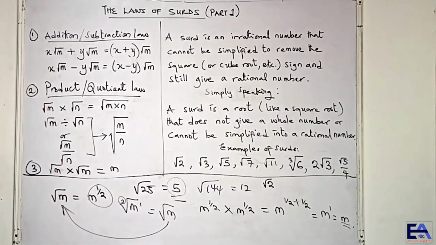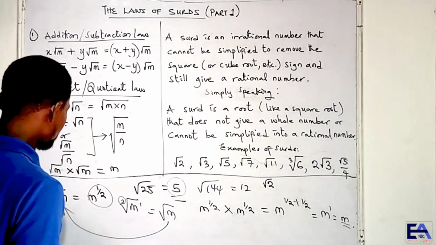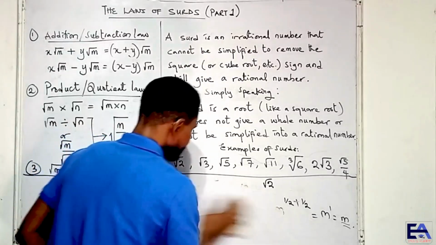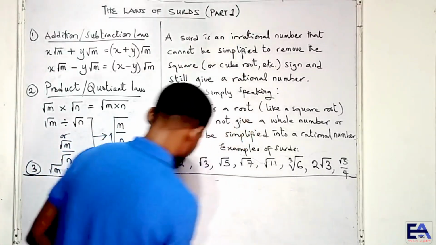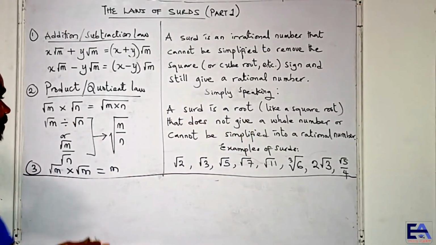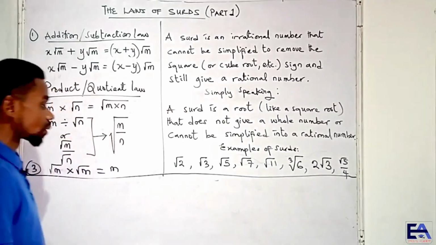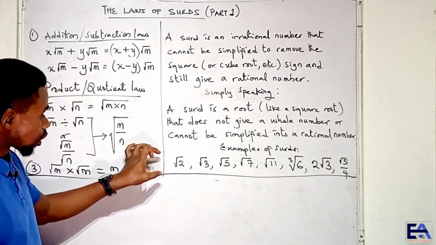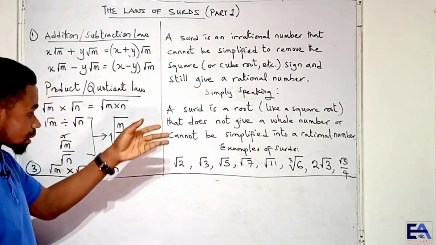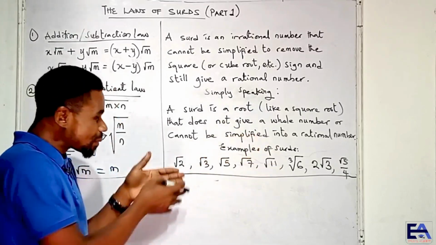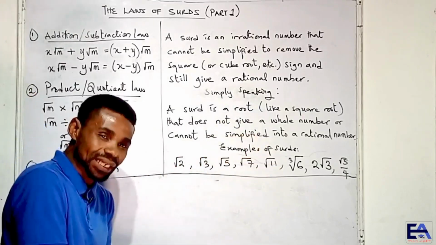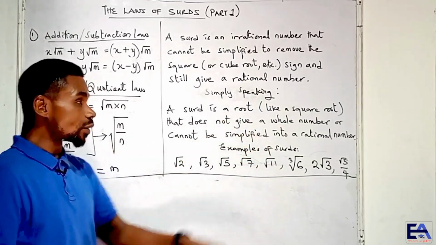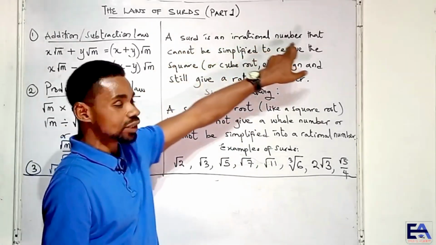All right, so as we have it this way, all of these are common examples of surds because they are irrational numbers. Anything that appears this way, that you cannot further break down to remove the root from it, is called a surd. So a surd is an irrational number.